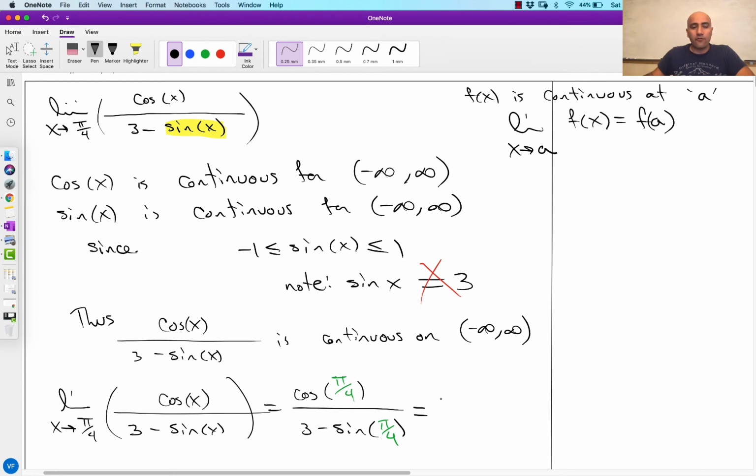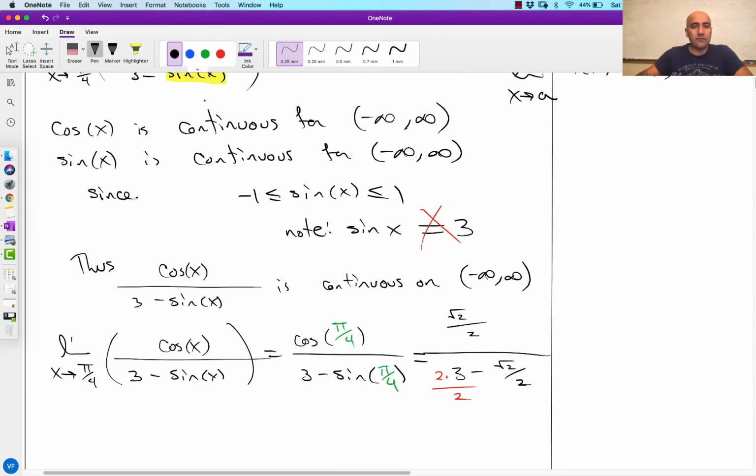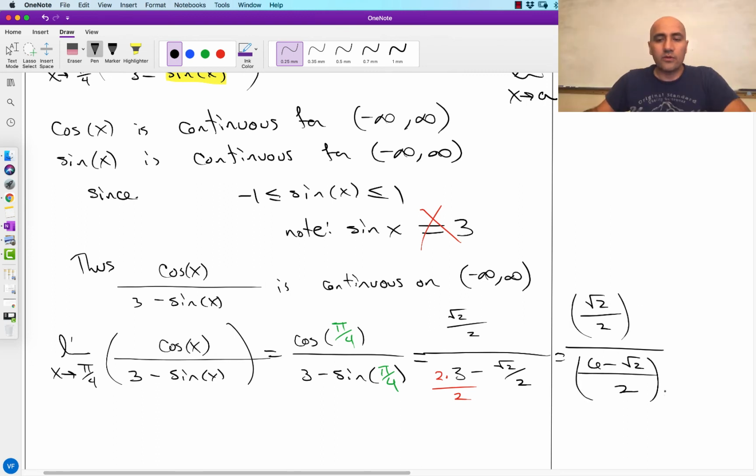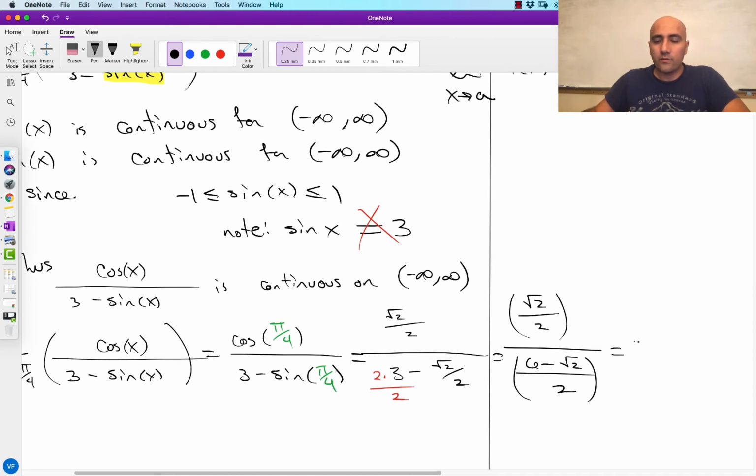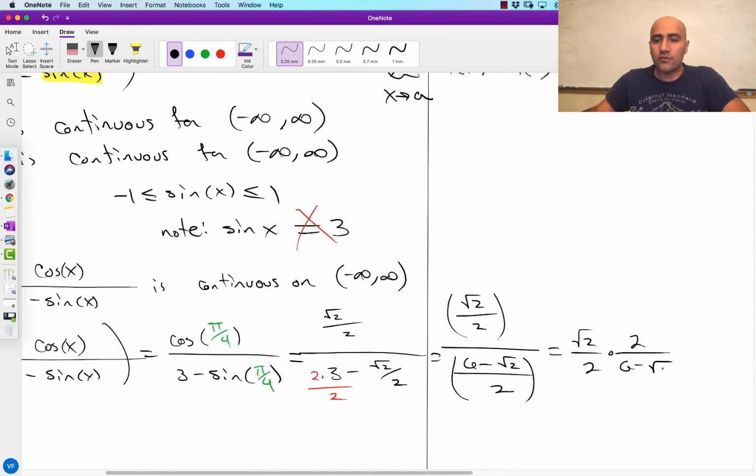So cosine of pi over 4 is going to be root 2 over 2 divided by 3 minus root 2 over 2. So we can simplify this, multiply numerator and denominator by a 2, 2 over 2, to get a single fraction down here. So this is going to be equal to root 2 over 2 divided by 6 minus root 2 divided by 2. And now we multiply the numerator times the reciprocal of the denominator, and we'll end up with root 2 over 2 times 2 over 6 minus root 2.